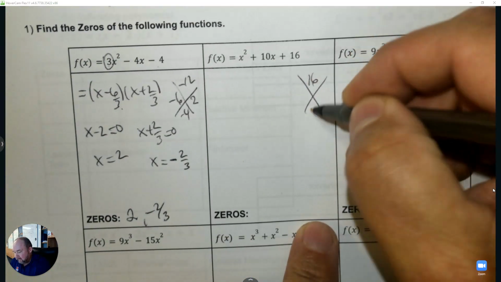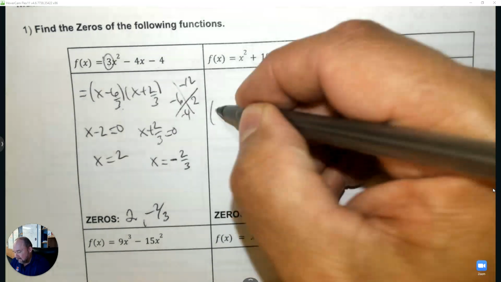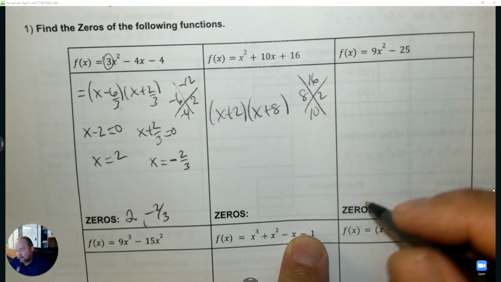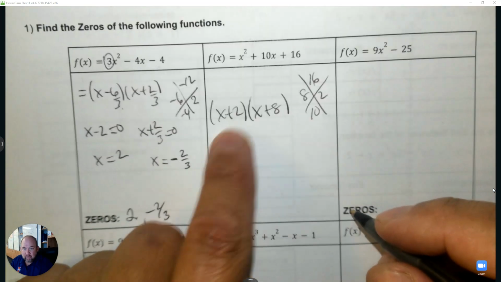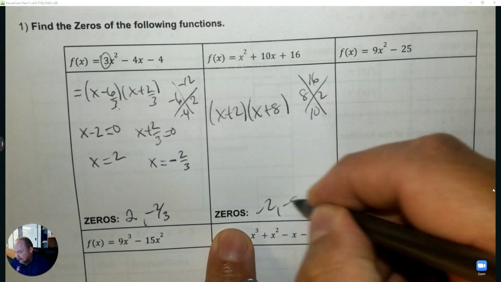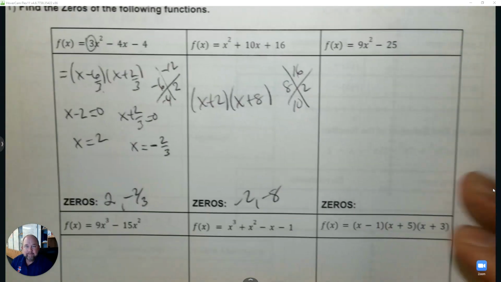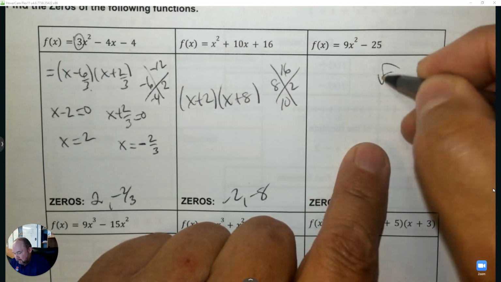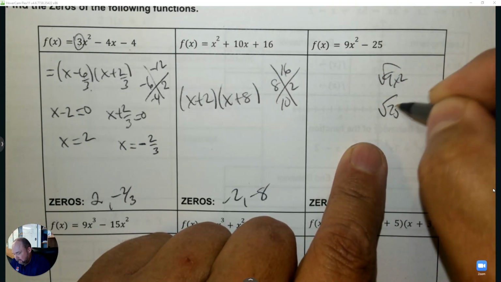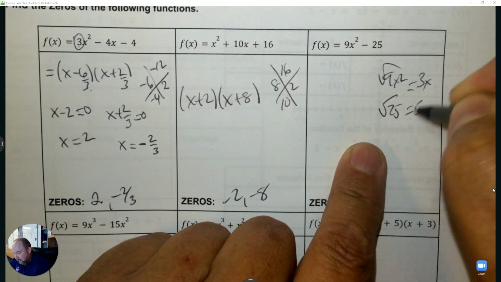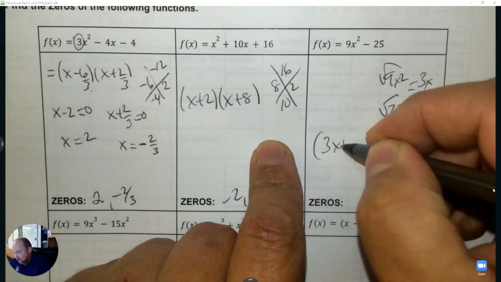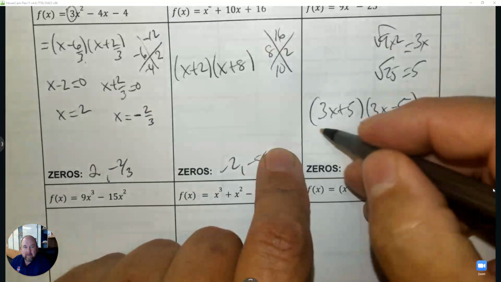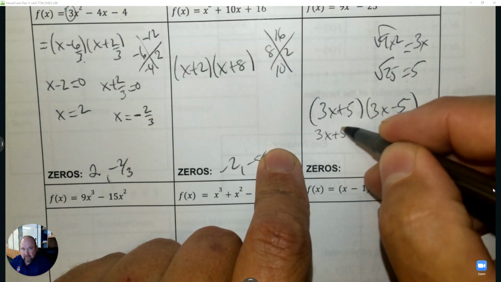Two numbers that multiply to 16 and add to 10. And then once we factor it, the zeros are negative 2 and negative 8. This is called a difference of squares. So 1 is going to be adding, and 1 is going to be subtracting. So again, make it equal to 0 and solve.